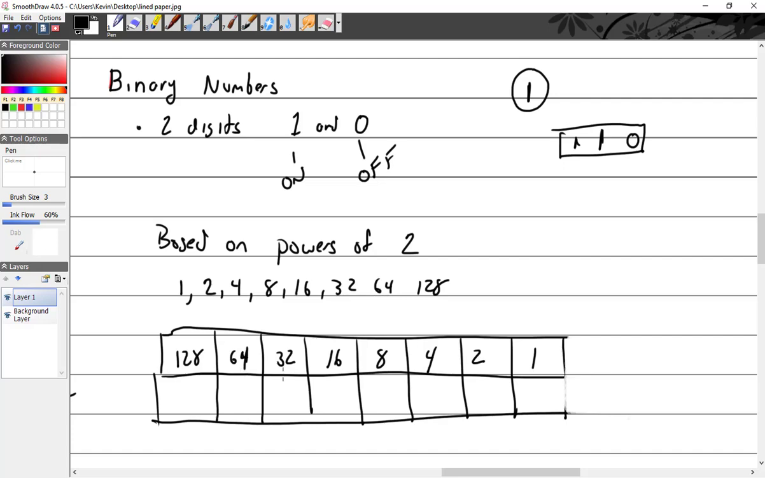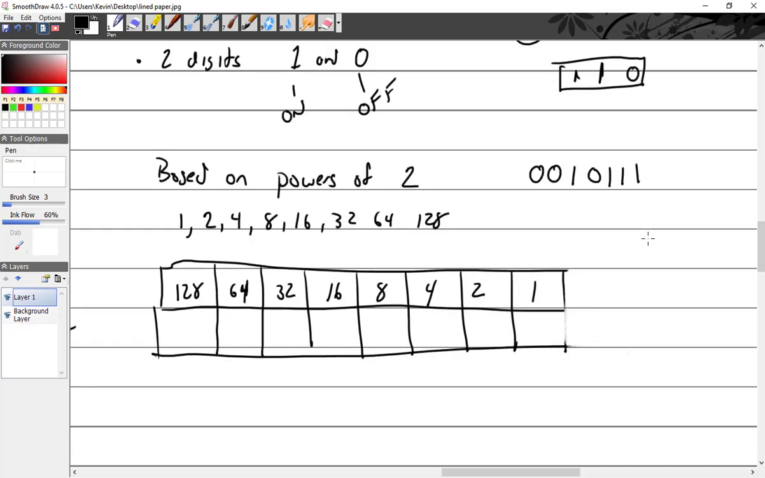Okay, there's your tool. So a binary number would look something like this: 00101111. Okay, there's your binary number. What is that binary number in regular number, in decimal number? Well, the way that works is you just take this and fill it in over here: 0, 0, 1, 0, 1, 1, 1, 1. You just add the ones up.